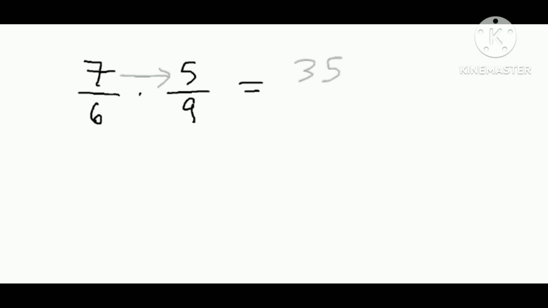Now, how can we multiply two fractions? So let's say if we have 7 over 6 multiplied by 5 over 9. What can we do? Whenever you need to multiply two fractions, multiply across. 7 times 5 is 35. And 6 times 9 is 54. And that's all you gotta do when multiplying two fractions.